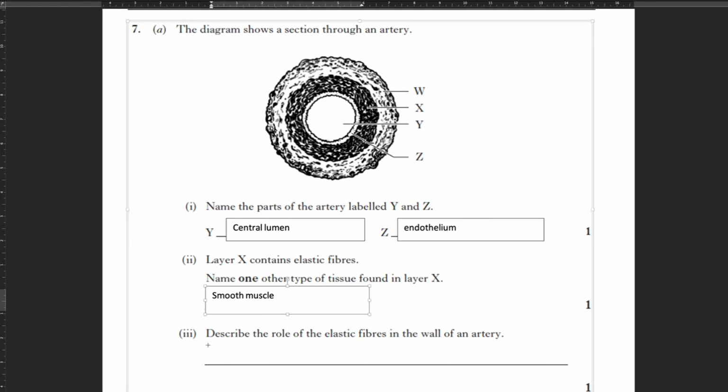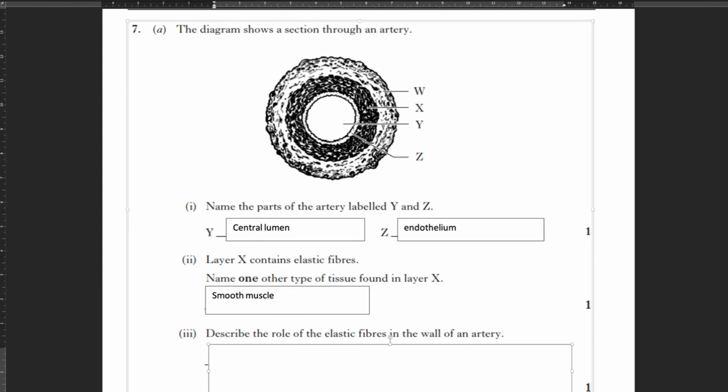And lastly, describe the role of the elastic fibers in the wall of the artery, okay? Elastic fibers allow the artery to stretch and recoil. That's the key term, stretch and recoil, due to high pressures of blood. Okay, so it allows the artery to stretch and recoil. That's the key thing to make sure you put in your answer there, folks.